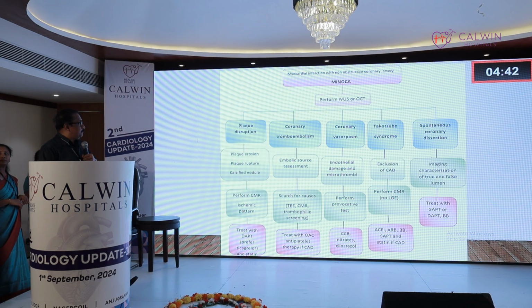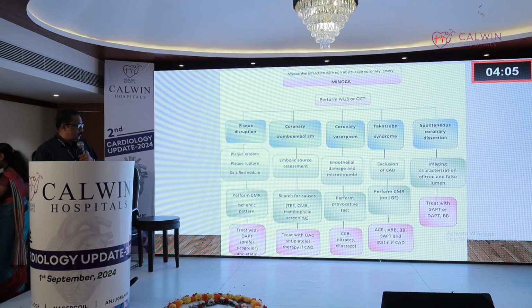And these are the vascular causes for MINOCA, as I mentioned: plaque disruption, coronary thromboembolism, vasospasm. So based on the diagnosis, with intravascular imaging you can pick up the plaque problems, and the treatment for the respective cases: for plaque erosion or rupture, you give dual antiplatelet therapy and statin, while for thromboembolism, the respective anticoagulation. Spasm, if it is picked up, you can give nitrates and calcium channel blockers.